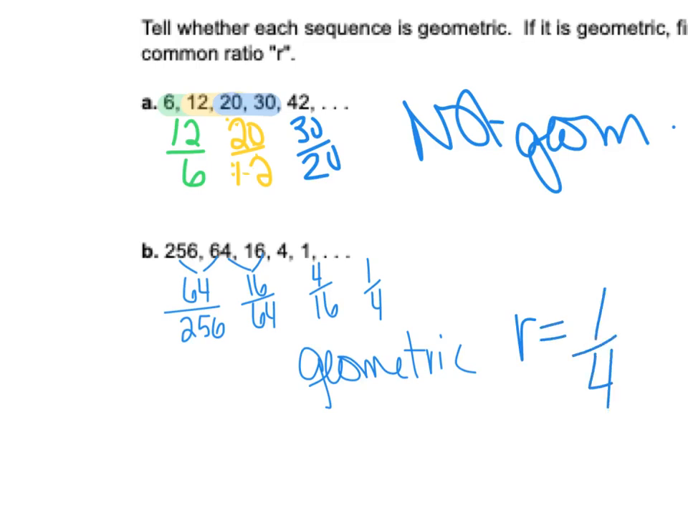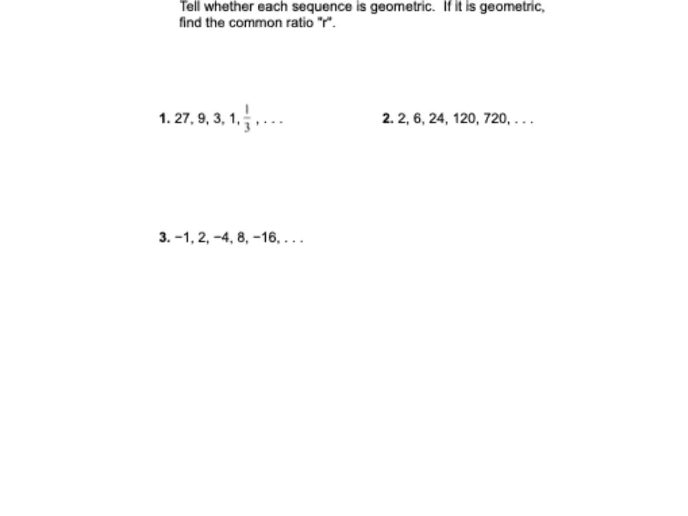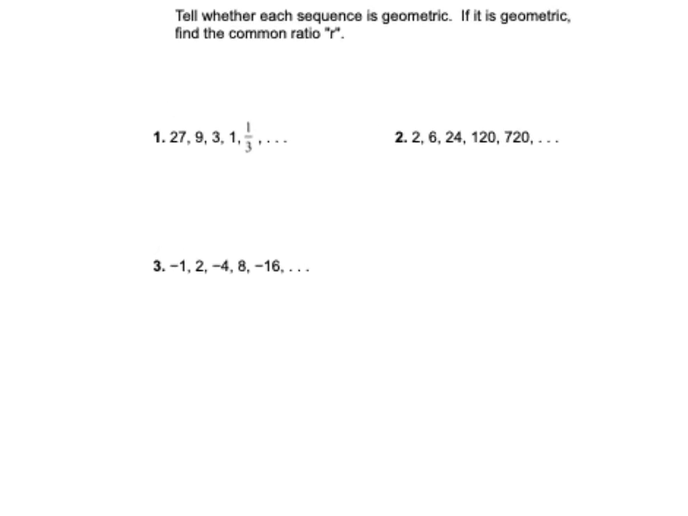Some of you might have looked at that and said, I can see I'm dividing by 4 each time. Well, dividing by 4 is the same thing as multiplying by 1/4. So our common ratio is not divided by 4, it's multiplying by 1/4. If we take a look at these next few, we can decide whether or not they are geometric, and if they are, decide what the common ratio is.